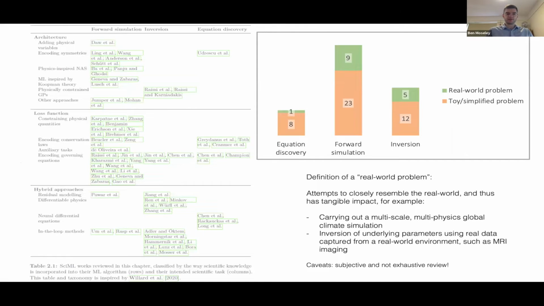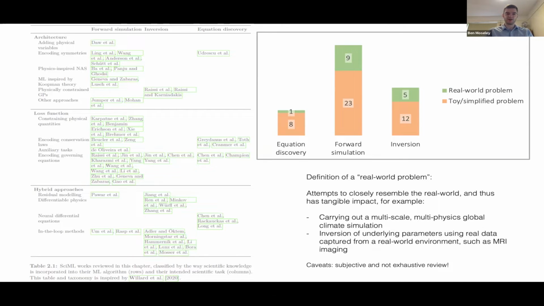So the other piece of analysis I did is I tried to plot, of the papers that I looked at, how many of them are concerned with real world problems and how many are concerned with toy and simplified problems. Getting back to this central question I asked at the start: how well do these SciML methods scale to problems that we actually care about, which are real world tangible problems?